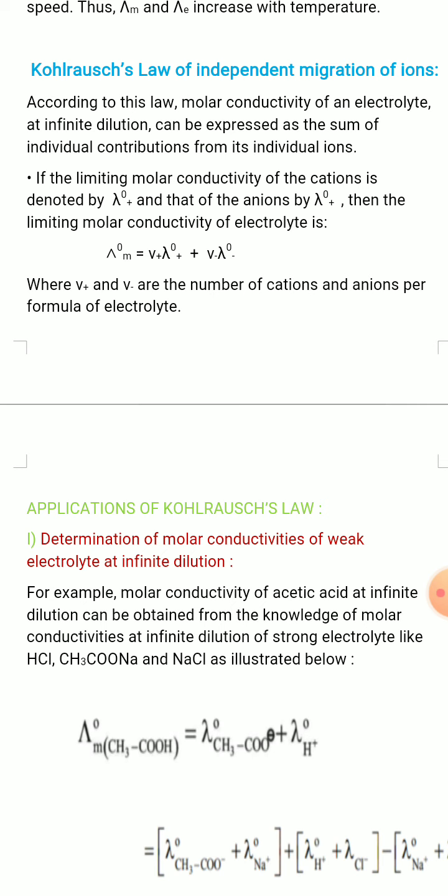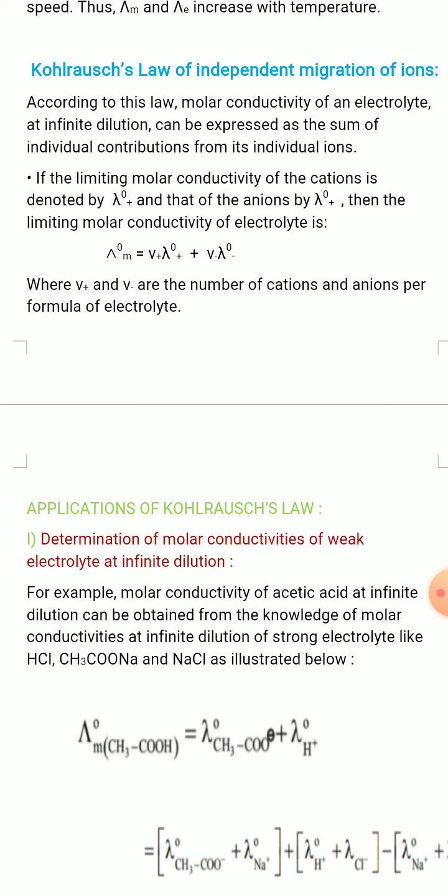Okay. Then the limiting molar conductivity of the electrolyte, lambda 0 m, the molar limiting conductivity of the weak electrolyte according to Kohlrausch's law, is equal to nu plus into lambda 0 plus plus nu minus into lambda 0 minus, where nu plus is the number of cations and nu minus is the number of anions produced by the electrolyte.